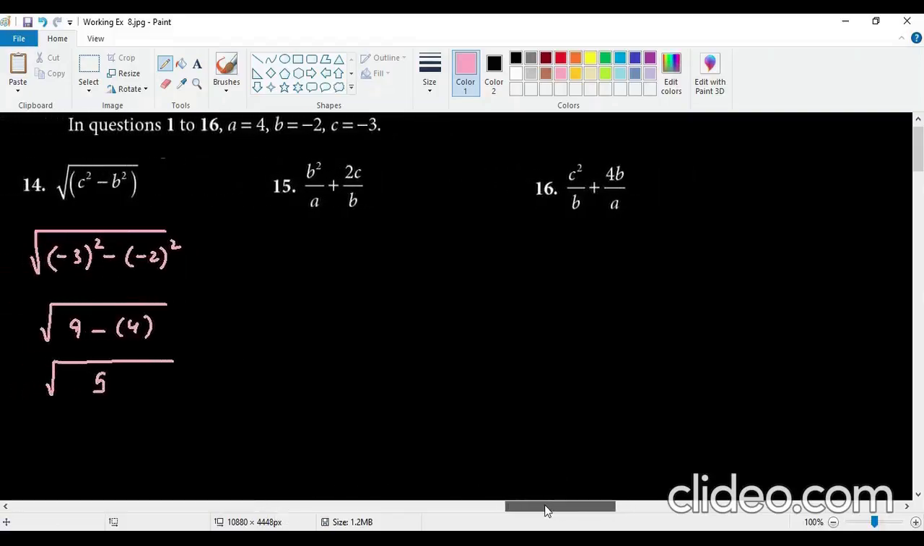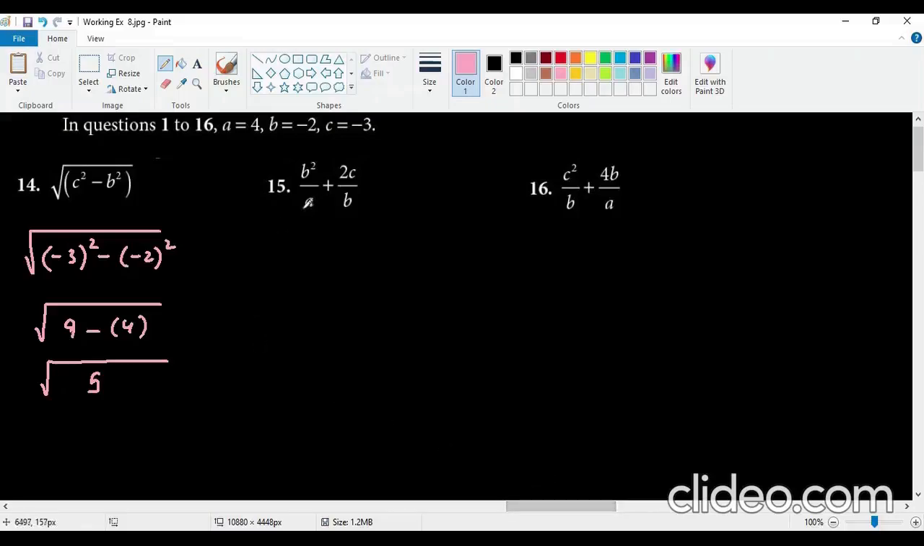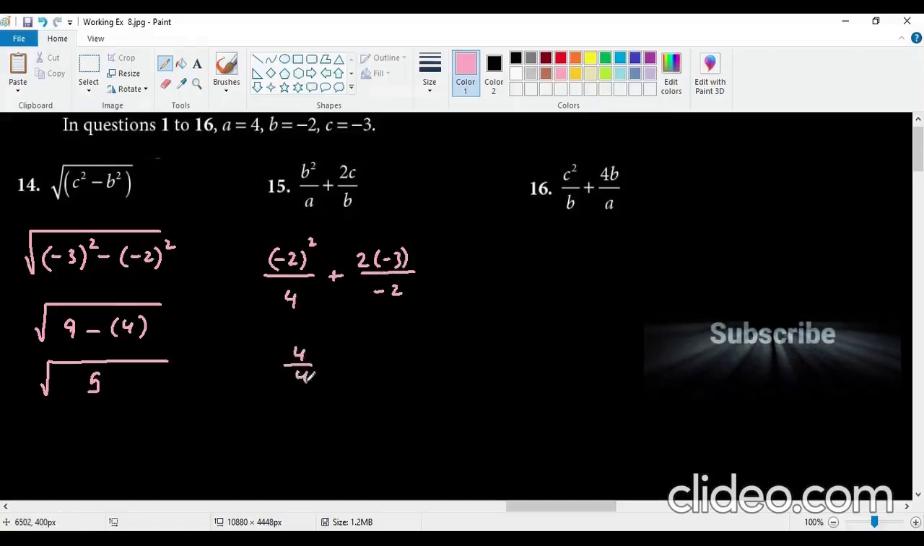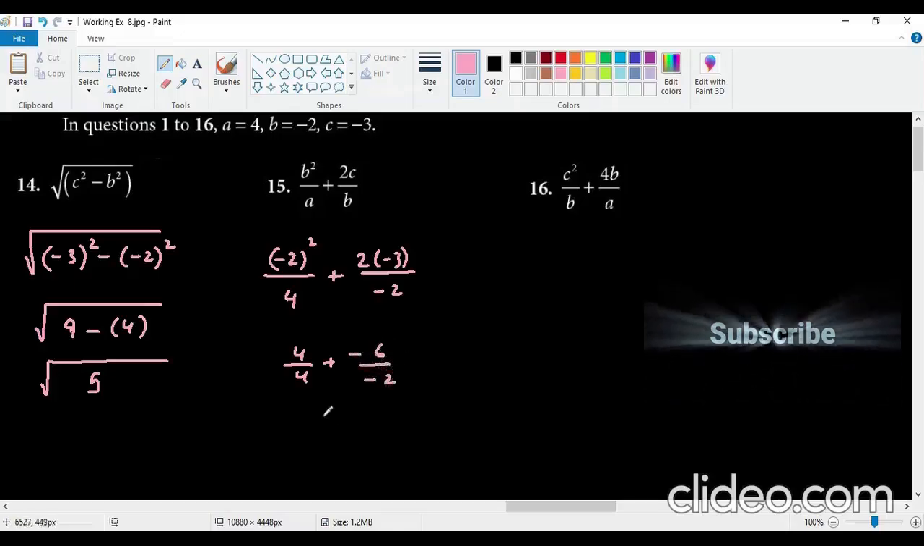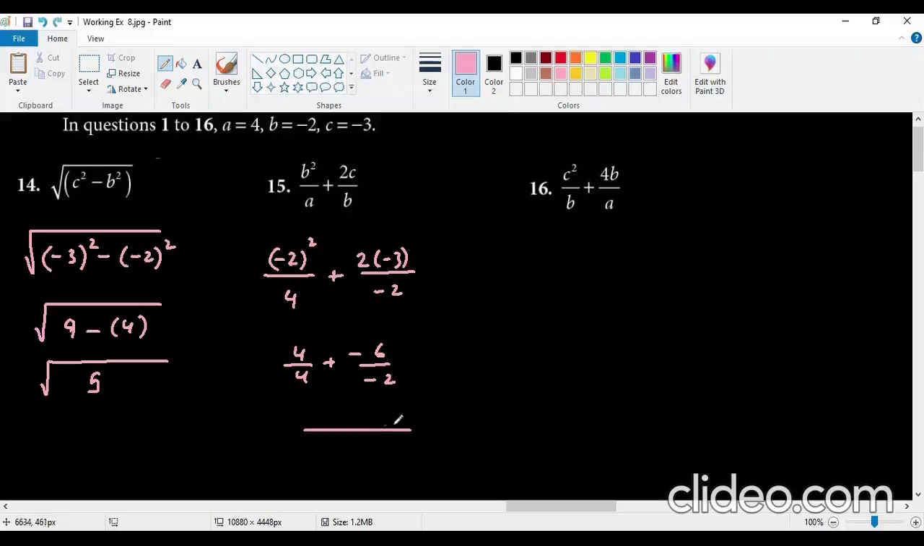Next comes question number 15. In question 15, you just need to put the values straight. B squared is negative 2, which is squared once again. A value is 4 plus 2 times c, negative 3, divided by b value, negative 2. So now values are substituted. Now see what you get. 4 over 4 plus minus 6 over 2. That means this is going to be 1. 4 divided by 4 is 1.